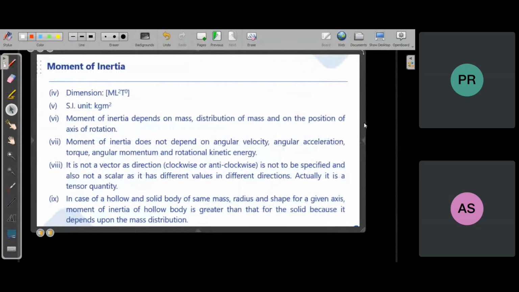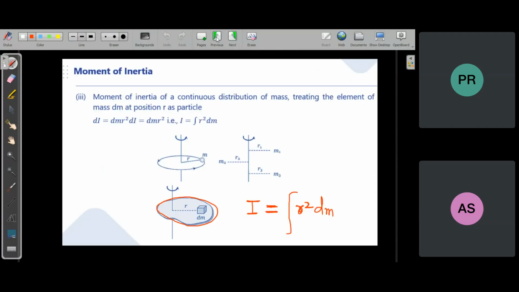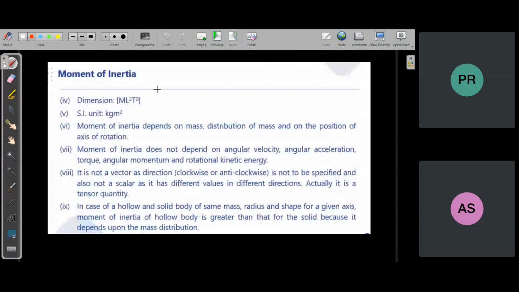Now, moment of inertia. As you understood, it is the summation of m r square, where m is the mass and r is the perpendicular distance of that mass from the axis. A square of the perpendicular distance you will take, so r square dm. You already know its dimension will be the dimension of mass and the dimension of distance squared, no time dimension, so M L square. Its unit will be kg meter square, simple.